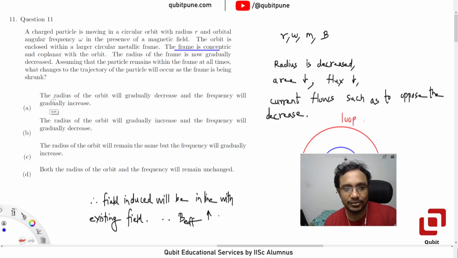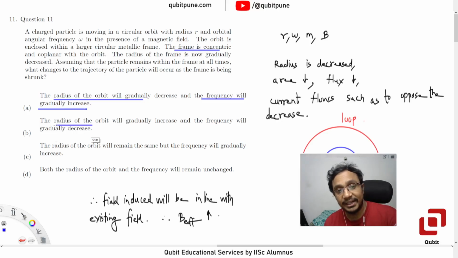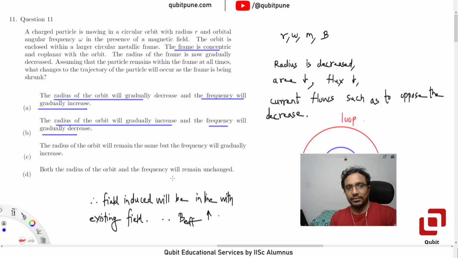The radius will gradually decrease, the frequency will gradually increase. The radius will gradually increase and the frequency will gradually decrease. The radius remains the same, but the frequency will gradually increase. Both the radius of the orbit and the frequency will remain unchanged. Yes, Sai, tell us what you did.